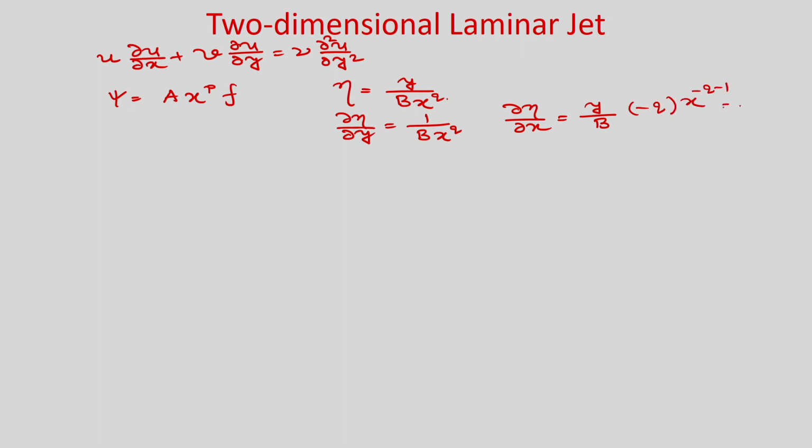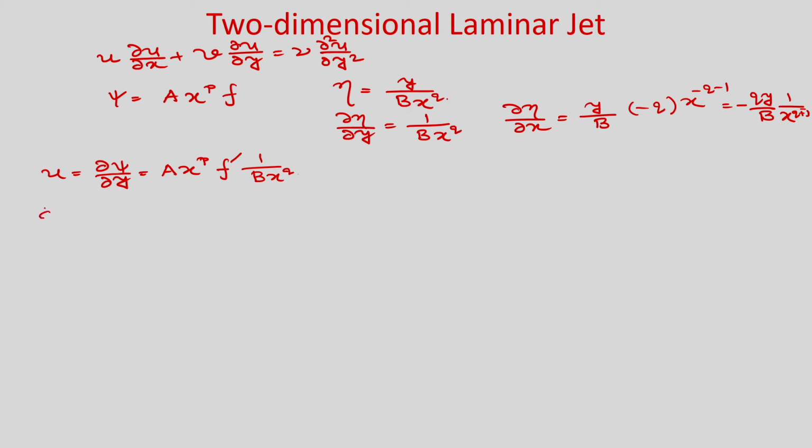So, we can write it as minus q y by b, 1 by x to the power q plus 1. Now, let us find the velocity u as del psi by del y. So, from here you can see that we can write a x to the power p del f by del eta. So, we can write f prime and del eta by del y. So, del eta by del y is 1 by b x^q.